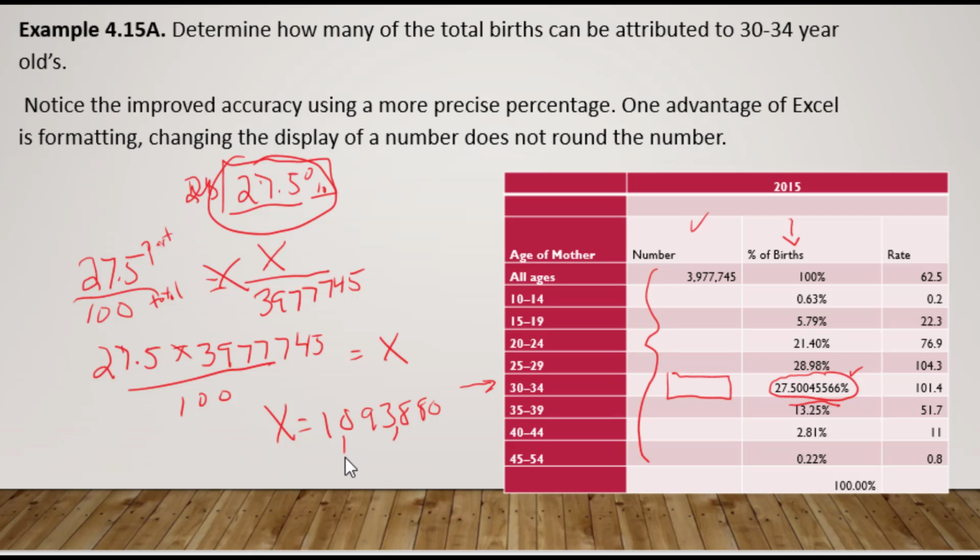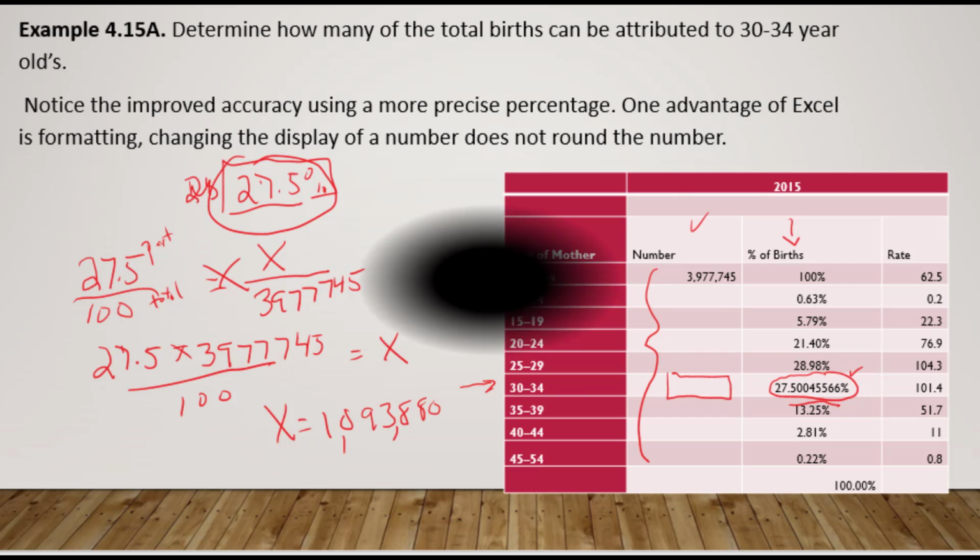And if you did it right, you should get this answer. Notice I rounded to the nearest whole number because you can't have partial births. You either have a birth or you don't. And while ratios can have decimals in them, the number of births cannot. Okay.